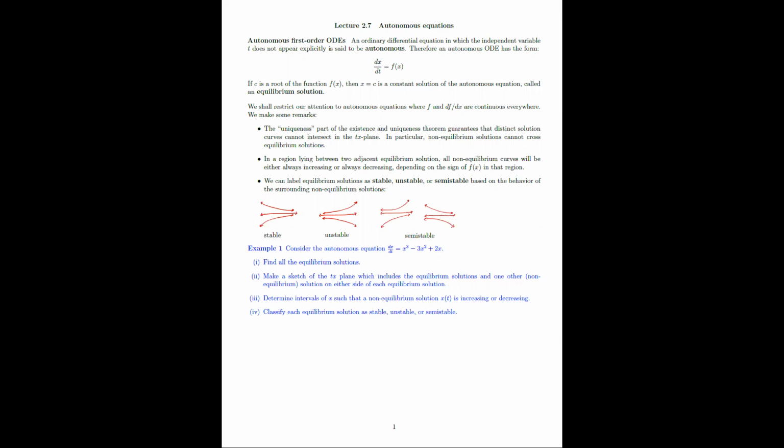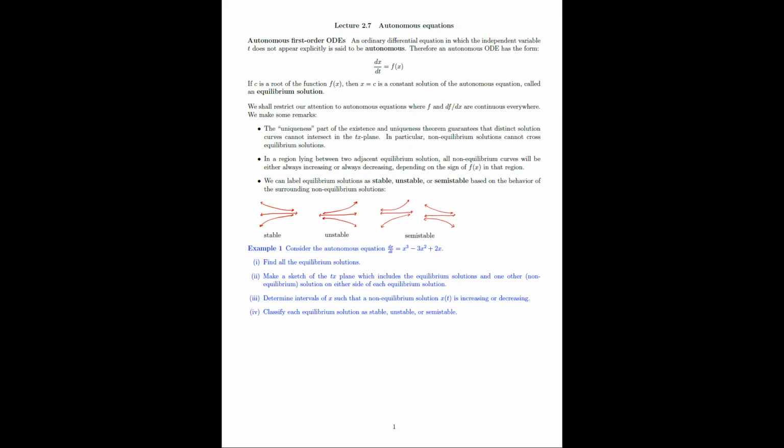In this video, we are going to cover the examples for our autonomous equations, in particular our autonomous first order ordinary differential equations that happen to be continuous everywhere. Our f and our partial of f with respect to x are continuous everywhere. We're going to look at systems like that, or autonomous equations of that form.